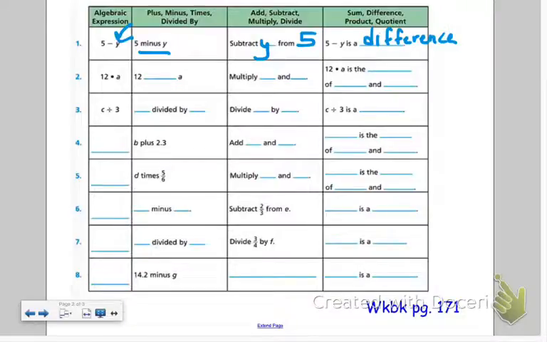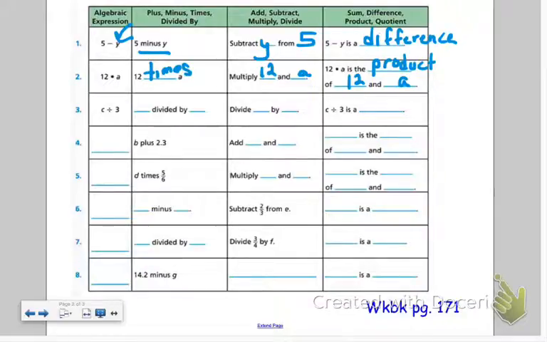Look at number 2. 12 times a. I'm sure you would immediately recognize that you are multiplying here. 12 times a. You are multiplying 12 and a. And you could also say you're multiplying a and 12. That's the great thing about multiplication. The order doesn't matter. Our commutative property tells us that the order doesn't matter when we add or when we multiply. So 12 times a is the product of 12 and a. So product is the answer to a multiplication problem. So whenever you see multiplication, you're finding a product.